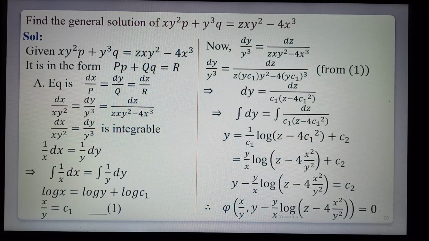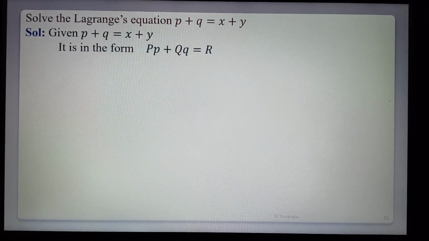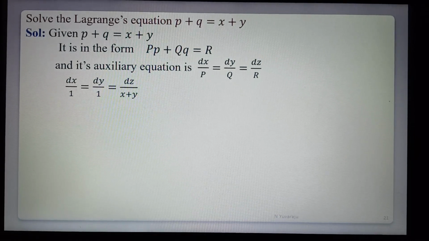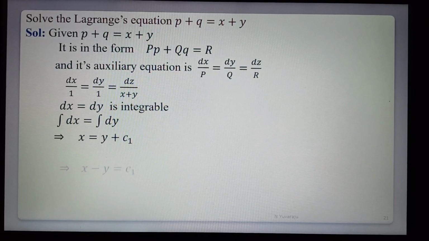See the next example. Solve the Lagrange's equation p plus q is equal to x plus y. The given equation is of the form capital P into small p plus capital Q into small q is equal to capital R. This is the auxiliary equation, dx by P is equal to dy by Q is equal to dz by R. Substituting P, Q, R: dx by 1 is equal to dy by 1 is equal to dz by x plus y. Observing here, the first set, dx is equal to dy, is integrable. After integration, x is equal to y plus c1, that is x minus y is equal to c1. Now this is the first solution.